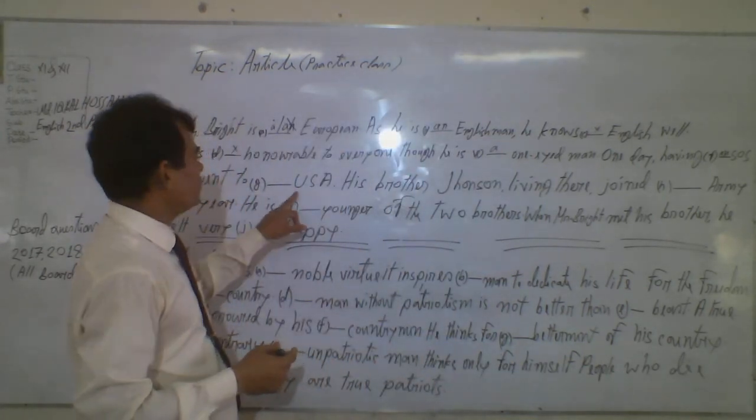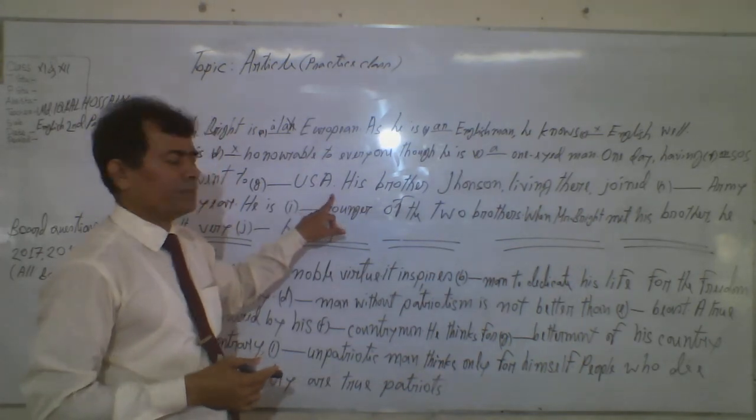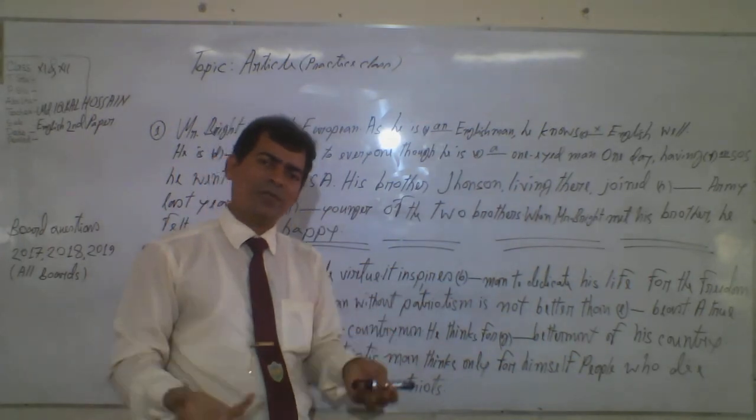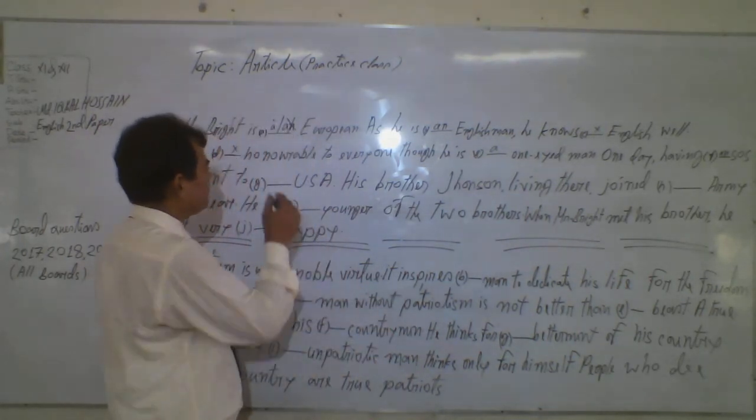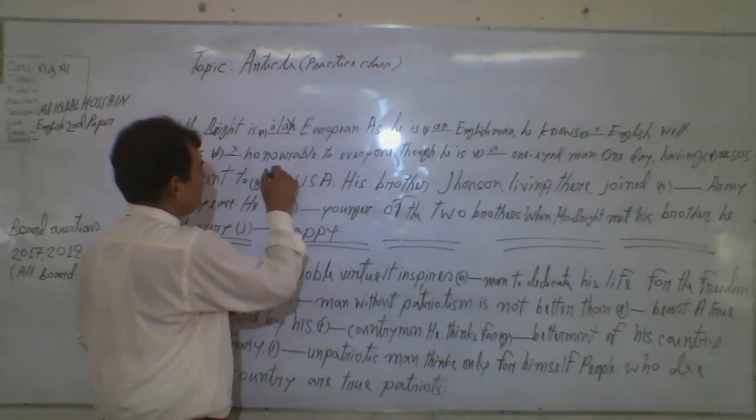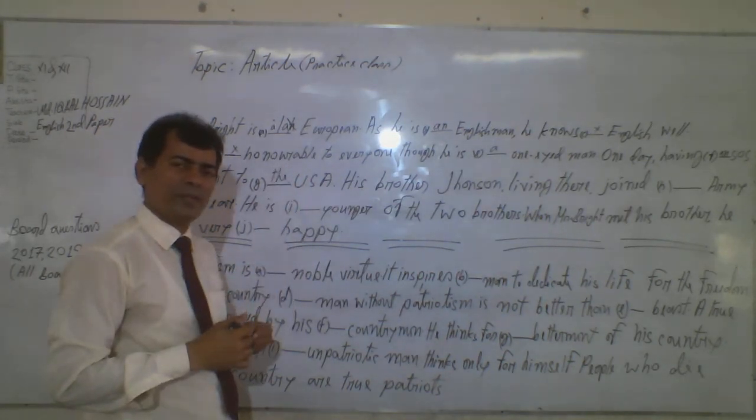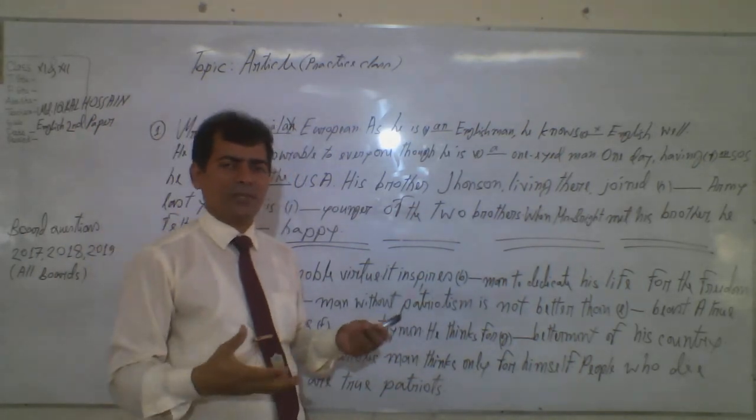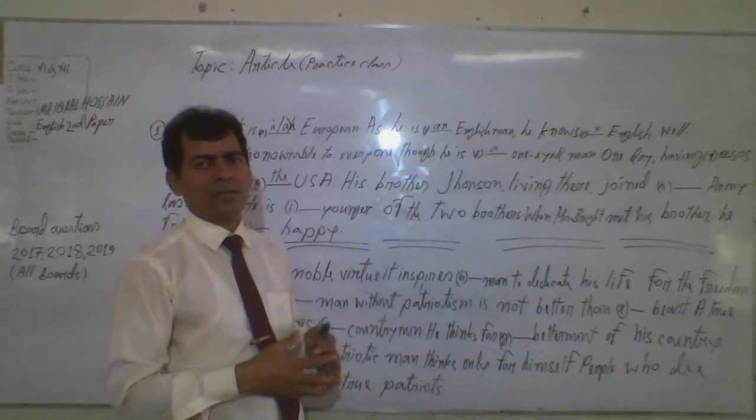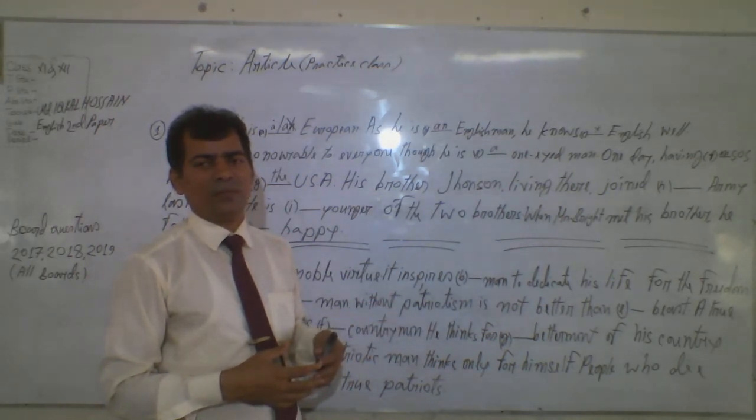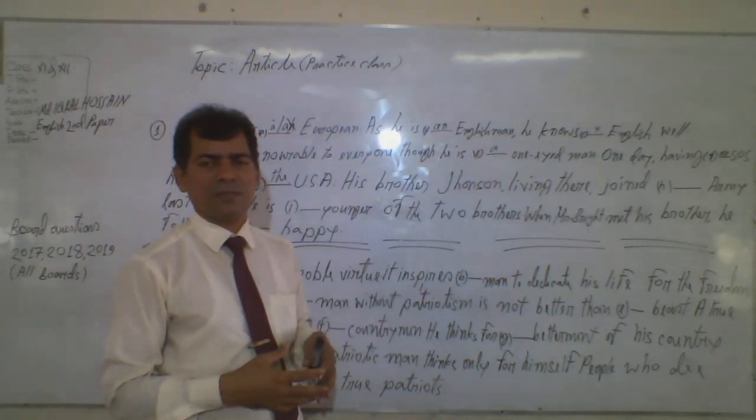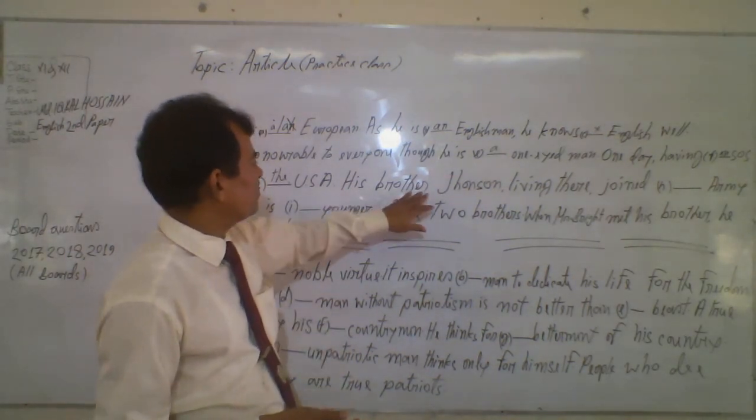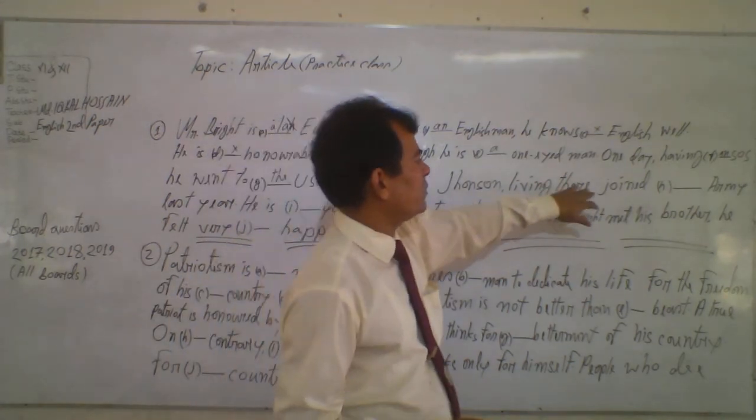He went to the USA. Again, when I write the name of any country in abbreviated form, I need to use the definite article the. Remember, like that, the UK, the USA. Some names of countries also take the, like the Netherlands, the Bahamas, the Sicily, the West Indies, the Punjab, the Hague, etc. His brother Johnson, living there, joined the army.